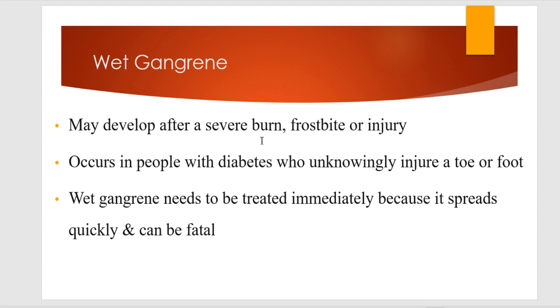Wet gangrene may develop after a severe burn or a frostbite injury. The physical factors are working here: the burn, the frostbite, or trauma, injury. This wet gangrene occurs in people with diabetes, most commonly this is the population affected, who unknowingly injure a toe or foot. And one thing is very important, this wet gangrene needs to be treated immediately because it spreads quickly and can be fatal, right?